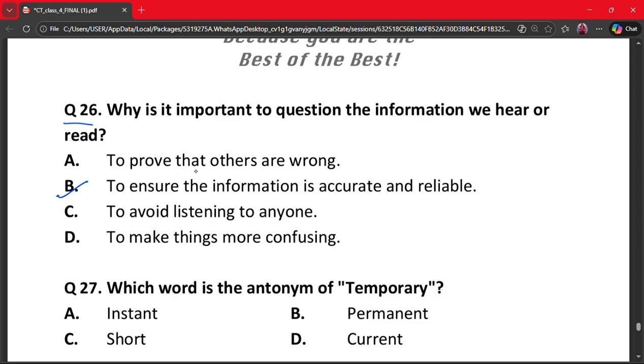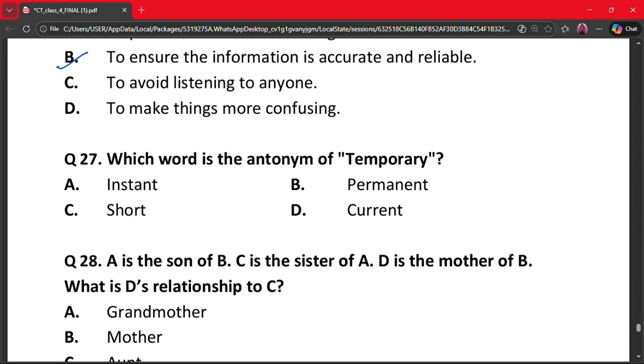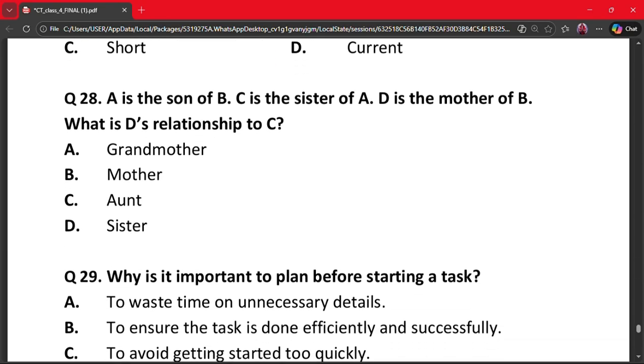So, to ensure the information is accurate or reliable. Our next question is question number 27. Which word is the antonym of temporary? A. Instant, B. Permanent, C. Short, and D. Current. The correct answer is option B, that is permanent. Temporary means short term and permanence means long lasting. They are opposites.